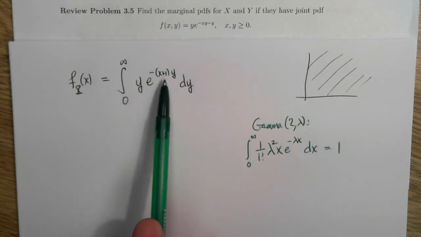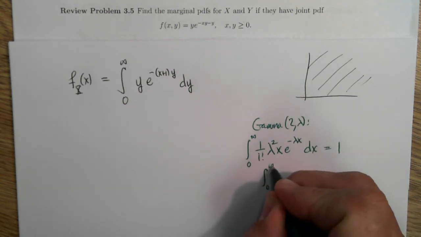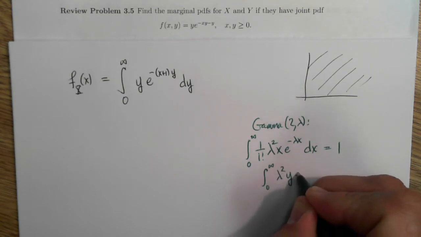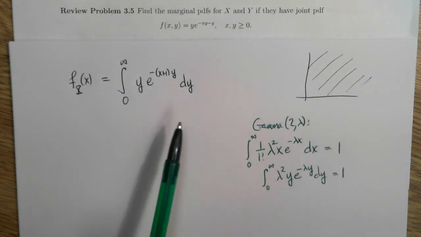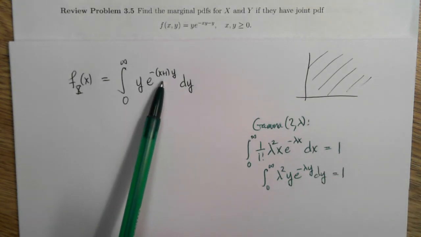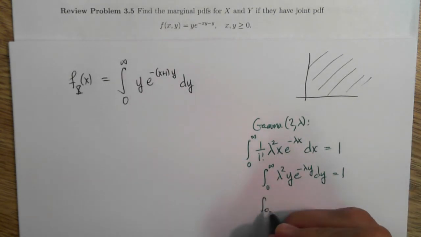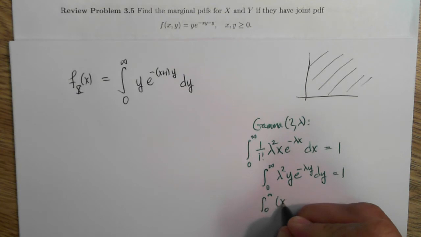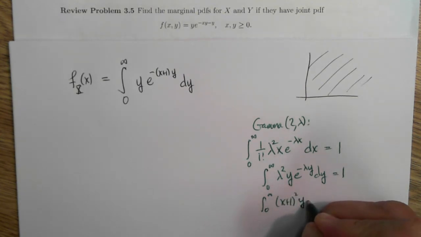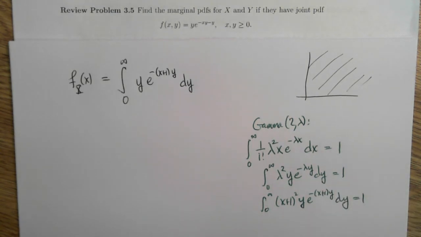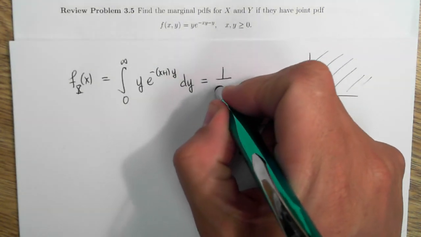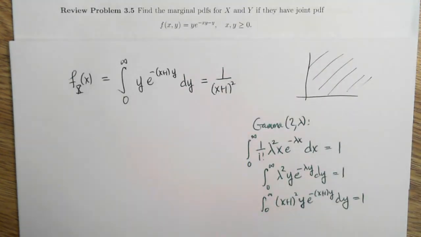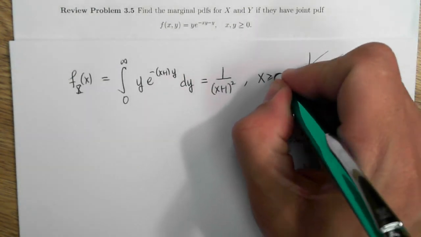So if I compare that to what I have here, let me just change letters. That means if I have the integral of lambda squared y e to the minus lambda y dy, that's equal to 1. And that pretty much matches what I have here, except my lambda is x plus 1. So if I replace lambda by x plus 1, (x plus 1) squared times y e to the minus (x plus 1) times y dy is equal to 1. And so by using this PDF, I know automatically that this will be equal to 1 over (x plus 1) quantity squared, defined for any x greater than or equal to 0.